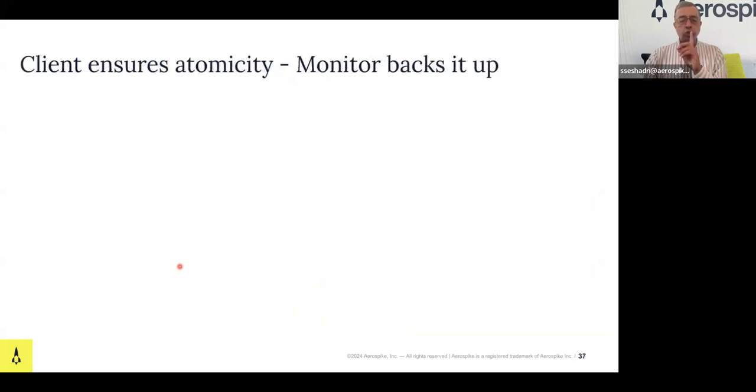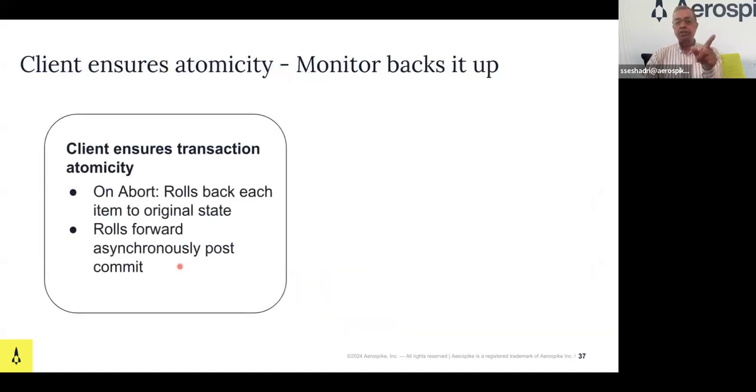Okay. So just one more detail. The client ensures transaction atomicity in the sense that it knows the write set. Remember, I told you it also knows the write set. So on abort, it rolls back each item to its original state. So it goes and tells every record, okay, you can get rid of your dual, go back to the original. If you commit, then it rolls forward asynchronously. Okay, so it's not part of the transaction. It rolls forward asynchronously, lazily, if you will.